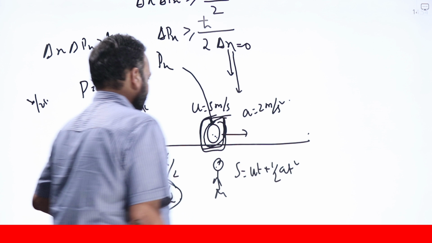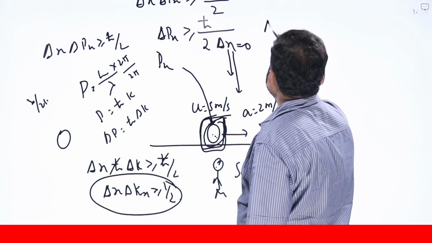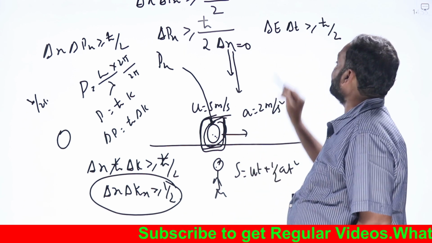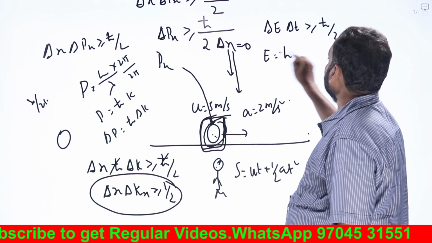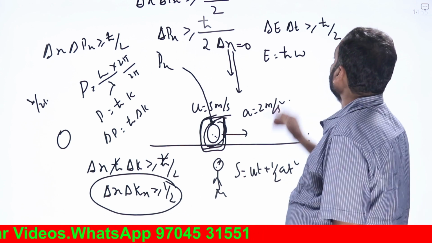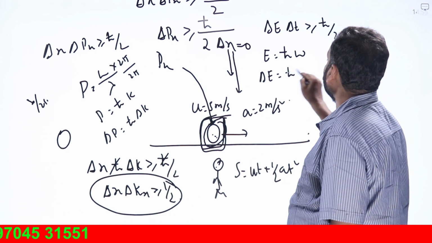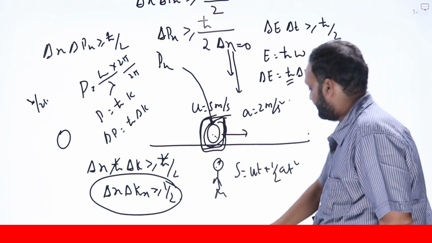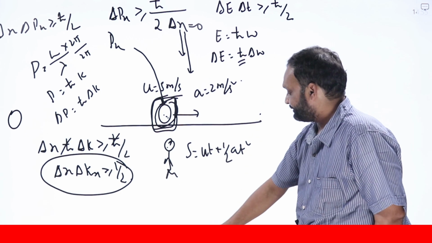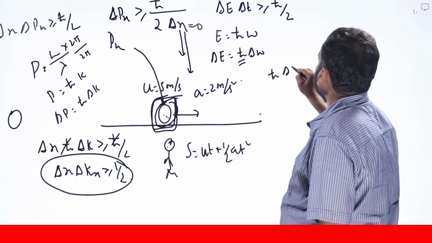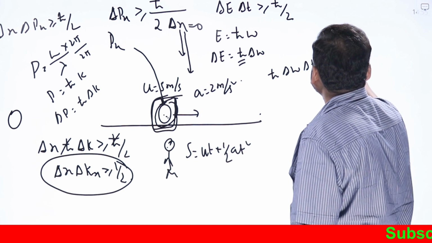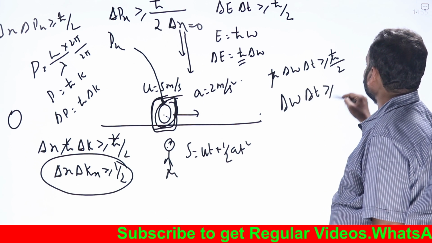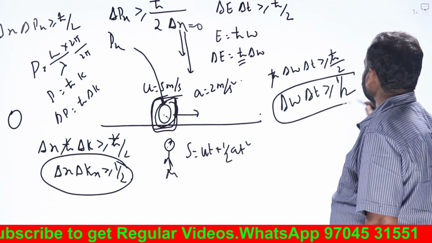Next, the energy-time uncertainty: delta E into delta T greater than or equal to h bar by 2. But according to quantum theory, E equals h bar omega. That is Max Planck's quantum theory. So delta E is h bar into delta omega, because h bar is a constant. Now substitute this value in the equation. What do you get? h bar into delta omega into delta t greater than or equal to h bar by 2. h bar gets cancelled. The other form of the uncertainty principle is delta omega into delta t greater than or equal to half.